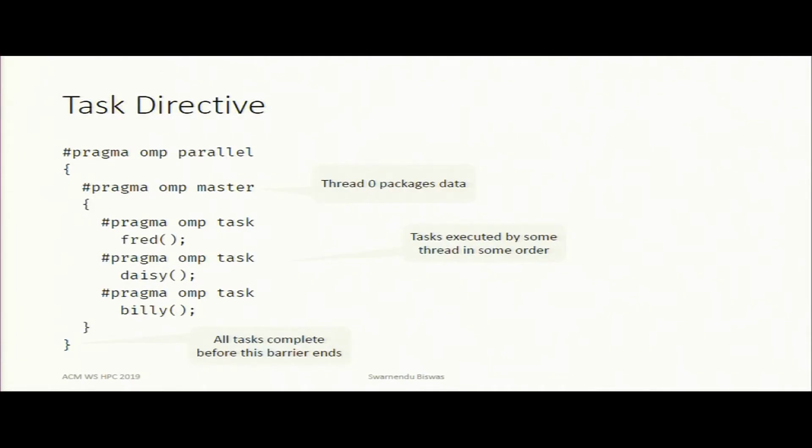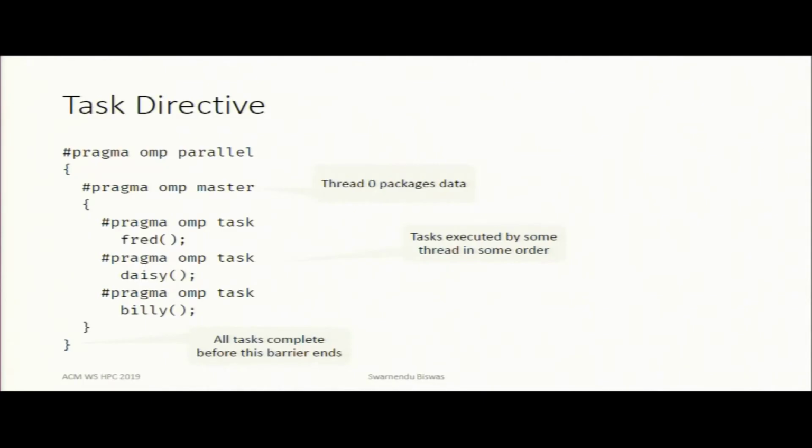So this is one simple, kind of contrived example. What we have is a parallel region, right? And then we have #pragma omp master. So basically what we are saying is, there is one thread which has the job of packaging up the work and launching tasks, right? So thread 0 packages the data because the master thread always has ID 0. And then it creates a bunch of tasks, where say Fred, Daisy, Billy are independent functions, independent logical units of work, and they can proceed in some order.